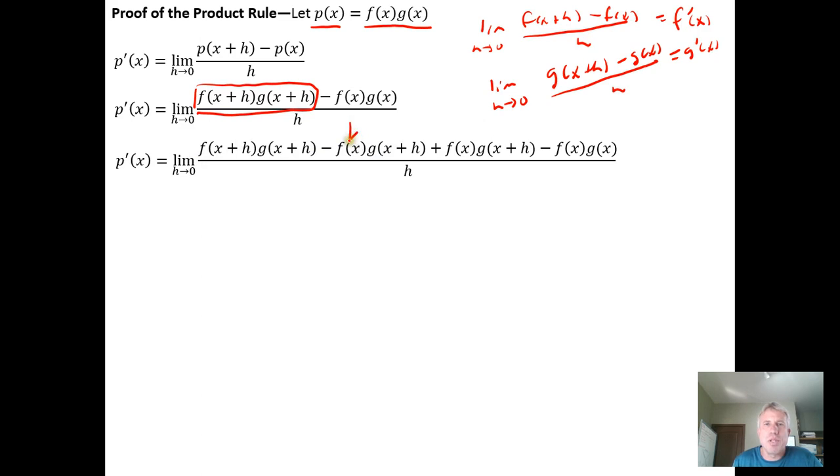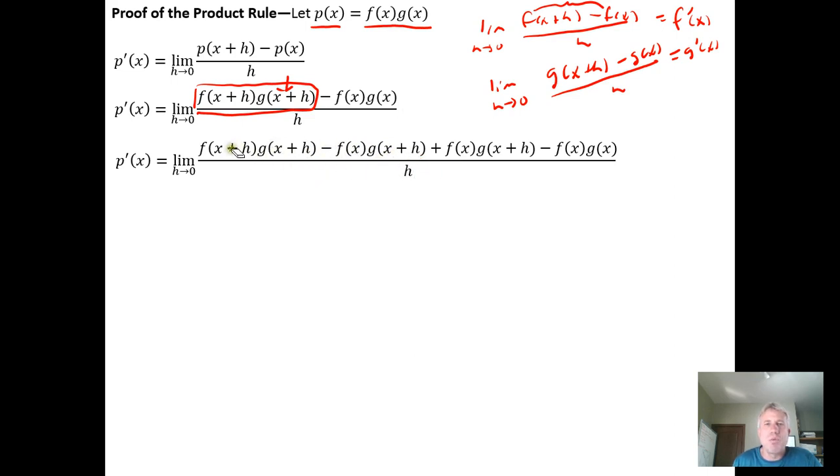So we've introduced an f of x here that can be subtracted from the f of x plus h. And we've multiplied it with the g of x plus h, which was already on this first term, so that we can factor out a g of x plus h, which will give us this difference up here that starts to look like a derivative.